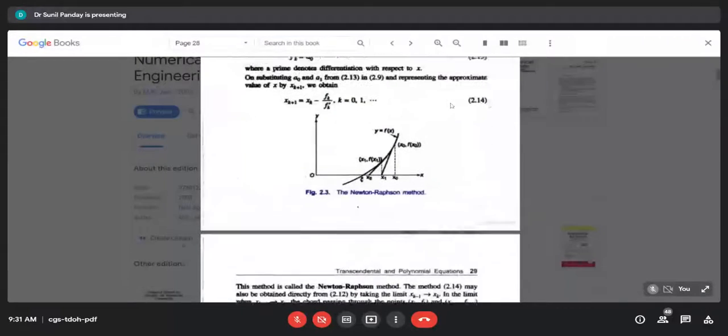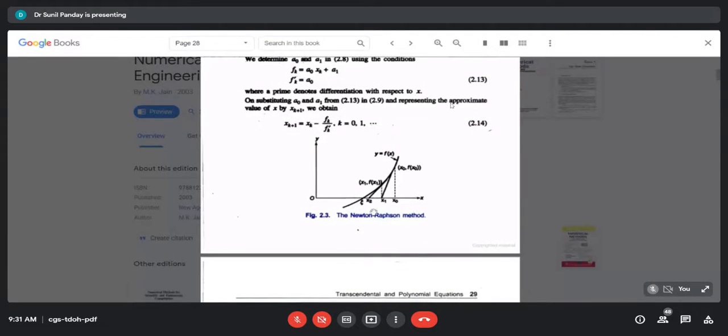But in this Newton-Raphson method, we have selected one point x naught, f(x naught). At this point we draw one tangent, and that tangent intersects the x-axis at x1, and we get our new point x1, f(x1). And then again we draw a tangent which intersects the x-axis at x2, and then we again get a new point x2, f(x2), and then we again draw a tangent, and like this we will get our next approximations.